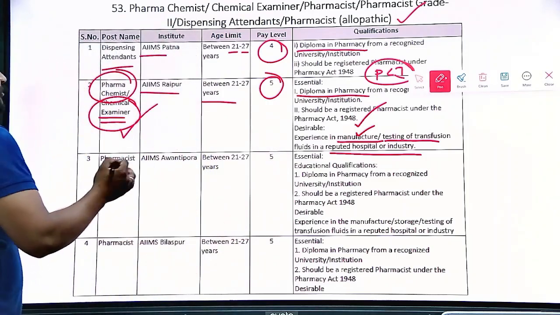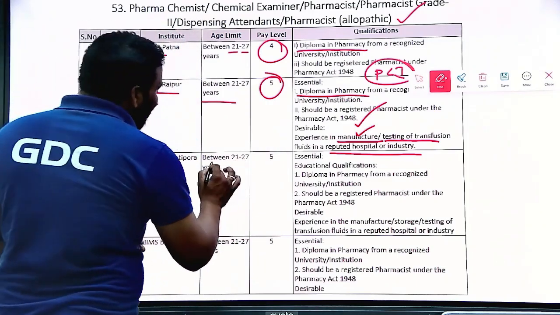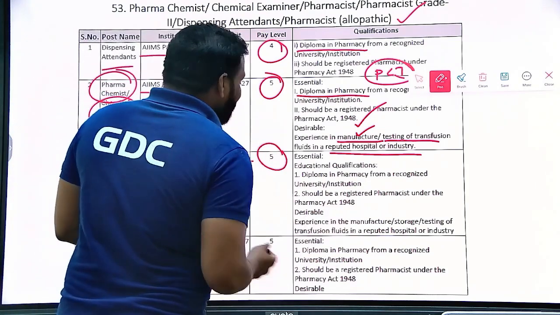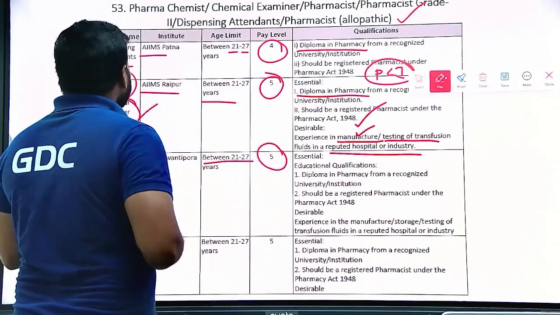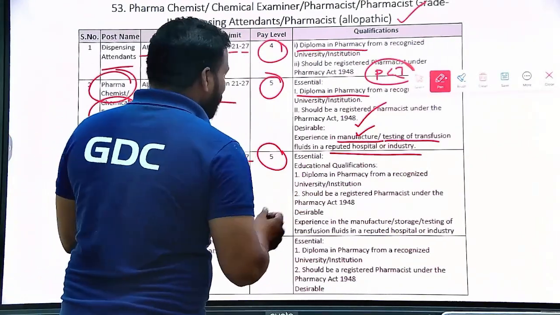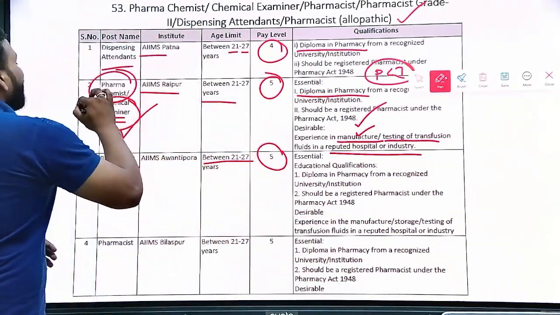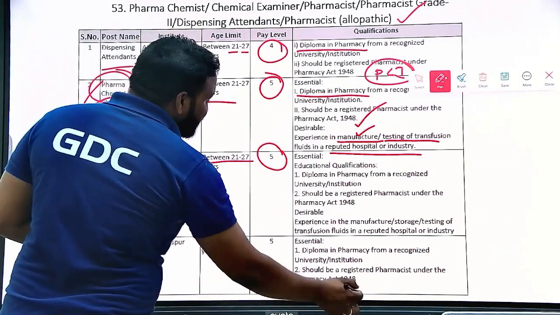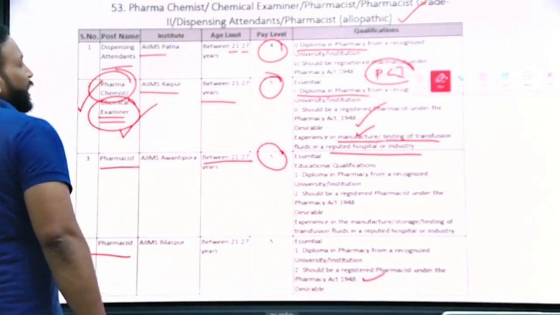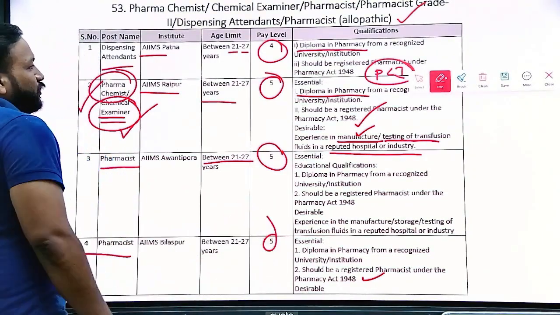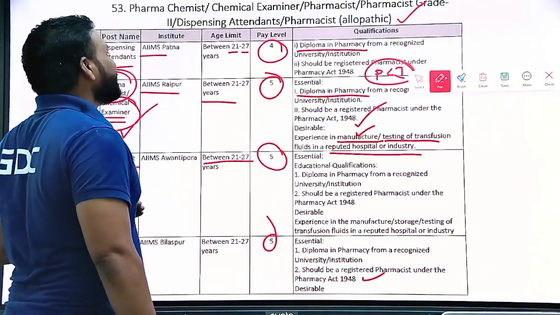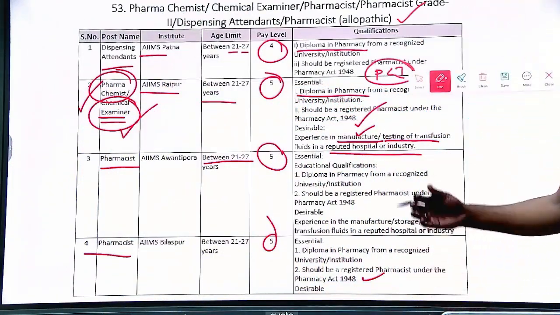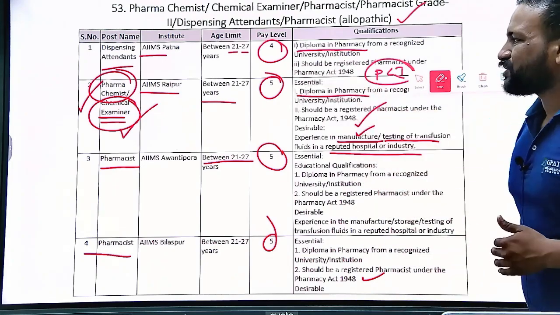Okay. And the pharmacist in AIIMS Awantipora, same age limit, fifth pay, and here also the education qualification is the same as that of the pharma chemist and chemical examiner. Okay, and AIIMS Bilaspur is also seeking the same qualification and same pay level. Clear? So just a slight variation in the dispensing attendant, because that is a fourth level pay.